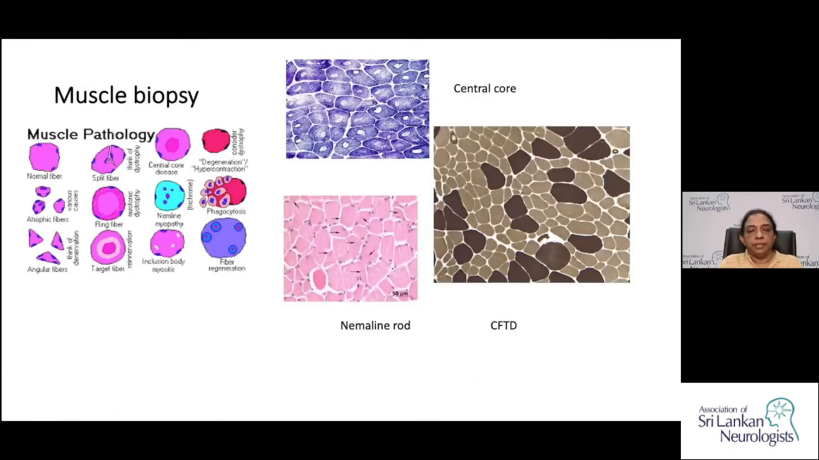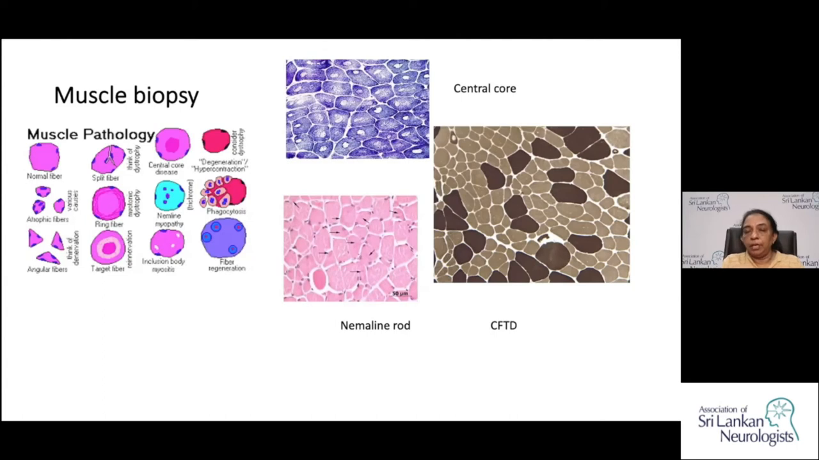So when you talk about the muscle pathology, there are normal fibers, atrophic fibers and split fibers. Then there are different types of fibers that the pathologist would talk about. And when it comes to biopsies, they need special staining and sometimes electron micrographic support to detect this. So there are certain congenital myopathies where almost all the tests may be negative except the histology and the genetics.